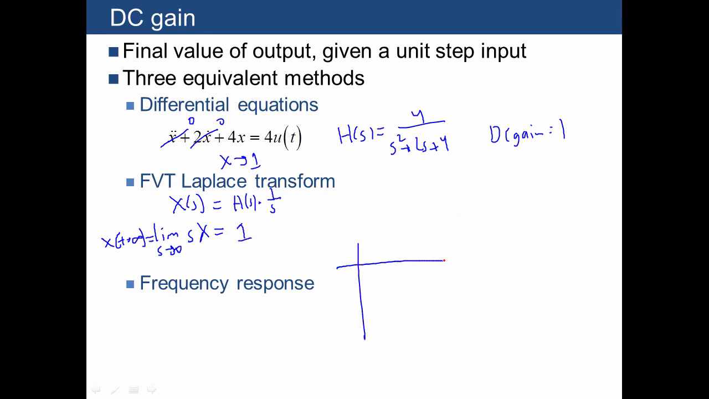And then finally, if we started with the Bode plot of the system, where we have a magnitude and then we have a slope change of -2 that occurs at a corner frequency of 2, then we can just look at the magnitude as frequency goes to 0, and we notice that that magnitude again goes to 1. So the DC gain is what happens to the magnitude for very low frequencies.